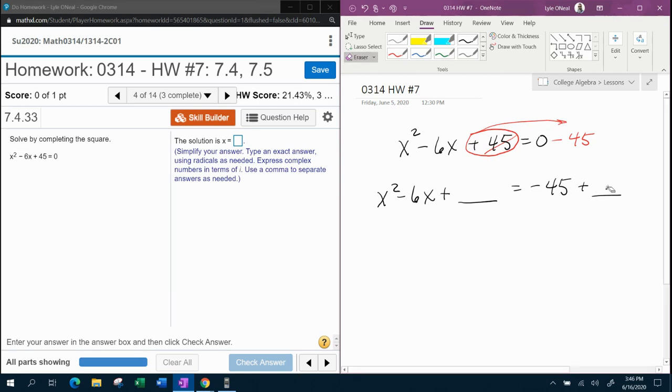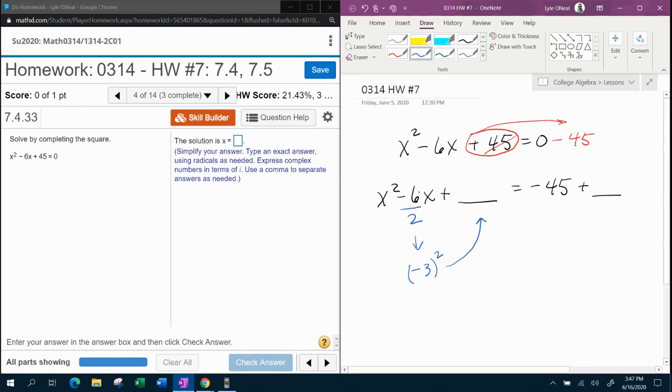Now, for the completing the square process, we're going to take half of the coefficient of x. Half of negative 6 is negative 3. And then that result, we square it. And that is how you come up with your special number to complete the square, okay? Once again, it's a two-step process.